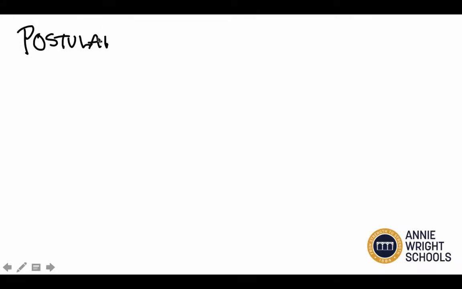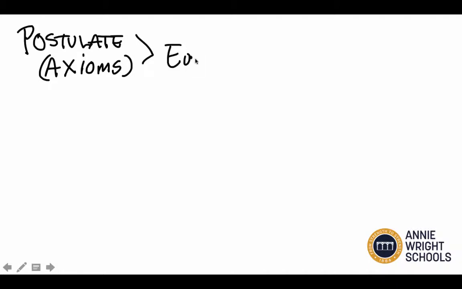Postulates are things we agree are true without proof. Another word for them is axioms. Postulates cannot be proven. We assume that they are true, and we work out geometry based on these accepted truths. Sometimes we get different geometries when we assume some of these postulates are not true. So we are working in what's called Euclidean geometry.